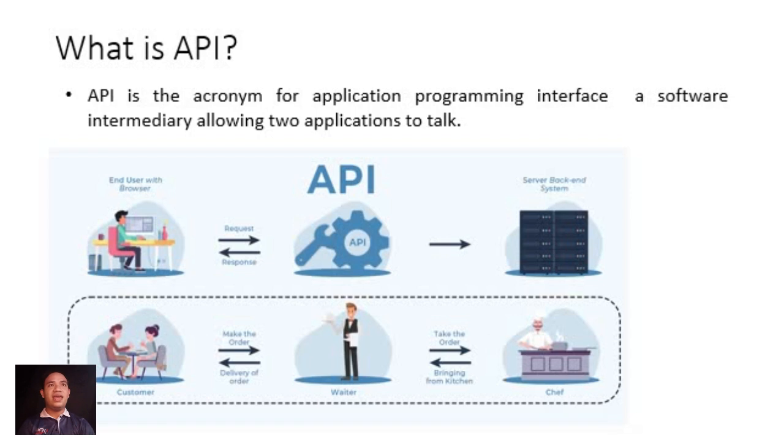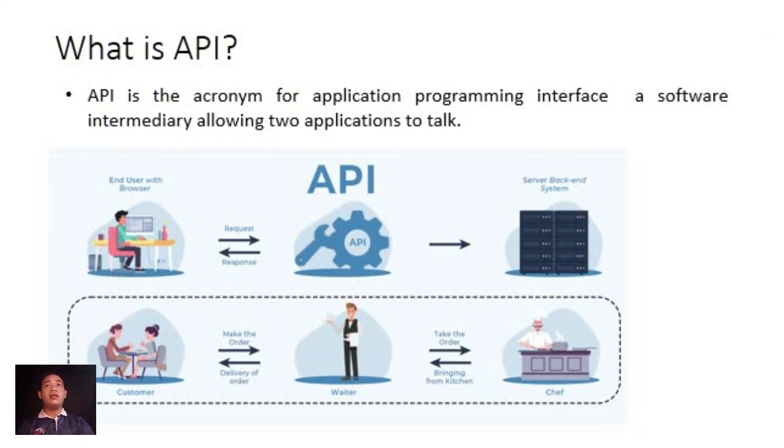So what is an API? API is an acronym for Application Programming Interface, a software intermediary allowing two applications to talk. There are two examples of how an API works. The first example is a system-based representation, where a user sends a request to an API which communicates with a server backend system. The server processes the request and sends a response back. So this is an example of how an API works.